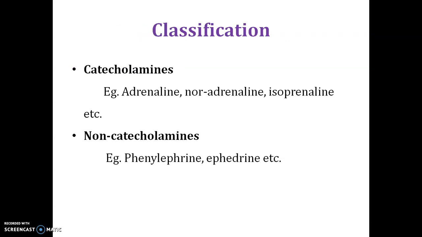These sympathomimetic drugs are classified chemically into two types. First are the drugs which contain a catecholamine nucleus in their structure, called catecholamines. Examples of catecholamines include adrenaline, noradrenaline, isoprenaline, etc. The drugs which do not have a catechol nucleus in their structure are called non-catecholamines, and examples include phenylephrine and ephedrine.